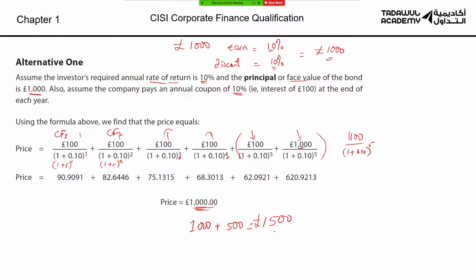Well, you're going to get £1,500 in cash, but this money is in the future. And we know that money in the future is valued less than today. Every year, this investment is losing 10% of its value. So technically speaking, this 1,500 across 5 years is the same thing as the 1,000 today.